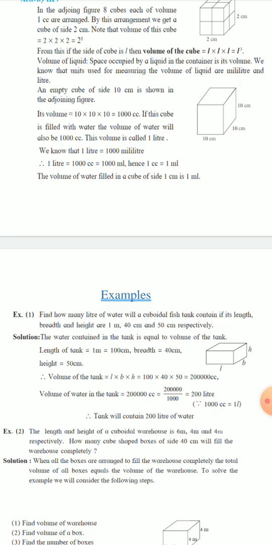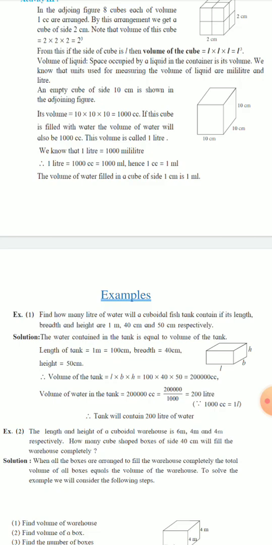As we all know, the volume of the tank is equal to the volume of the liquid contained inside the tank. But the unit is different, isn't it? They will ask how many liters of water, so you have to calculate the volume of liquid in liters. But your answer, the volume of the tank, is in cubic centimeter.